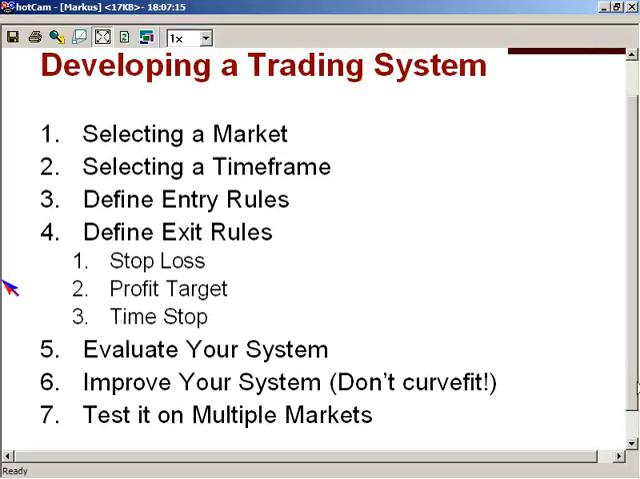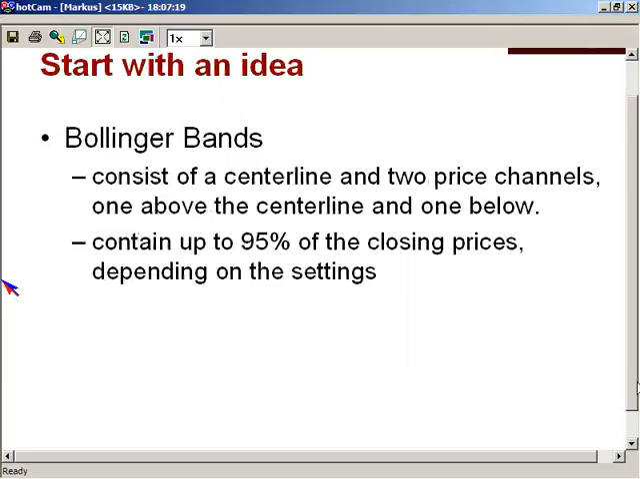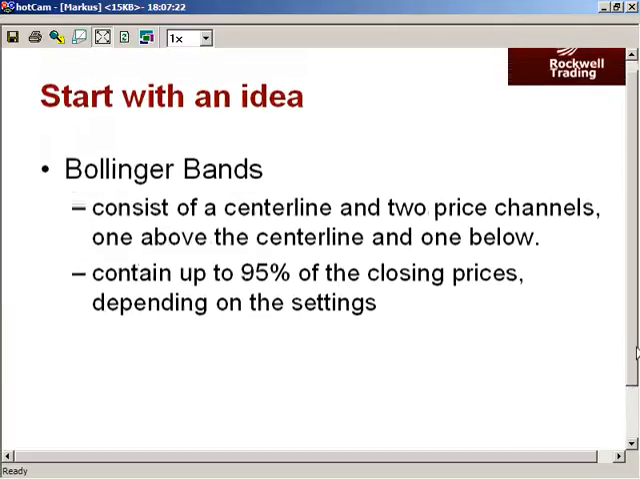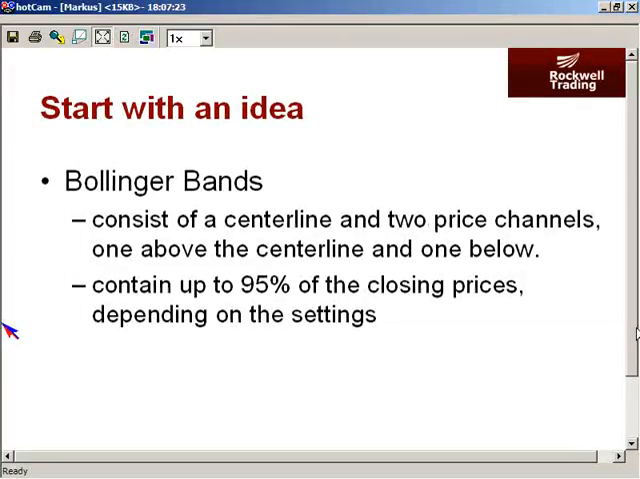Perfect. Ivan, I will talk about curve fitting when we get there. How about that? Okay? So we'll do this. Let me see if I have another slide. Yeah, this is what we want to do. So we want to start with an idea. And in a minute, I'll show you my charts with Bollinger Bands.